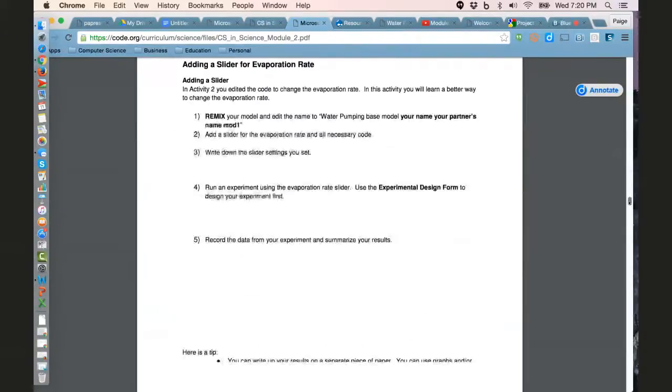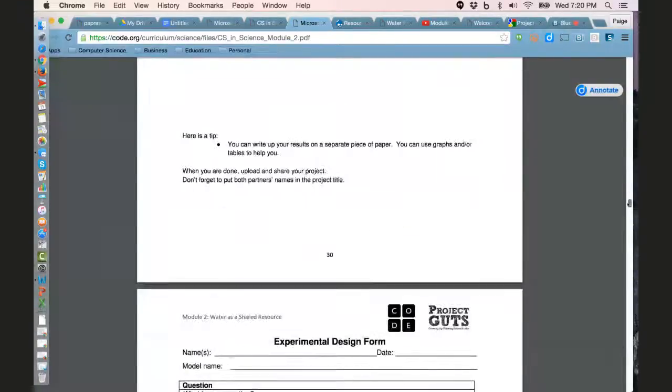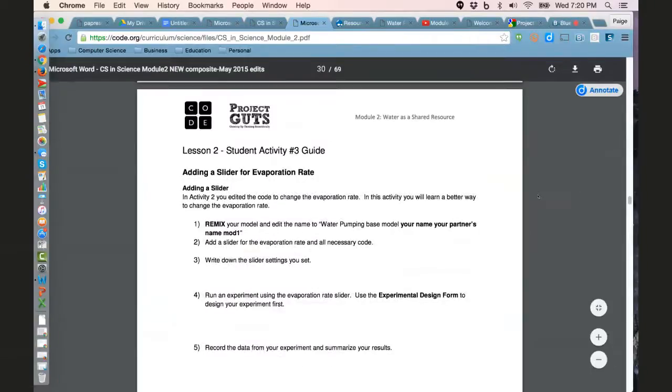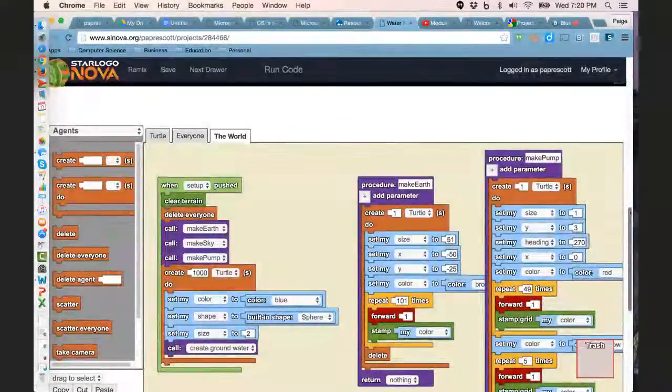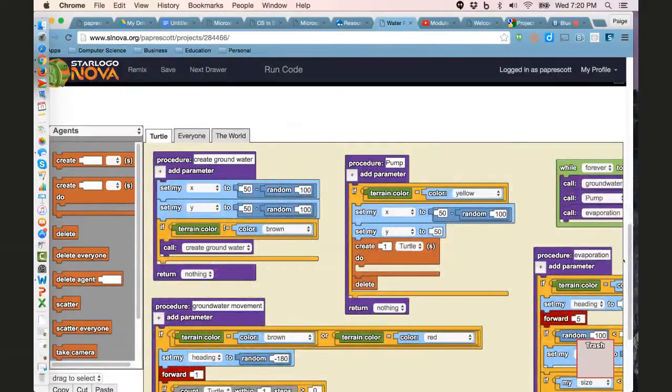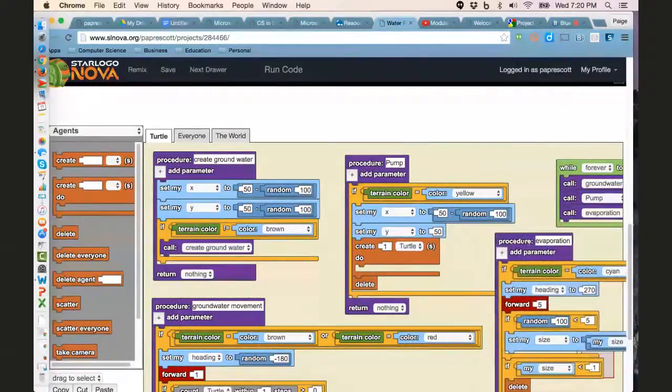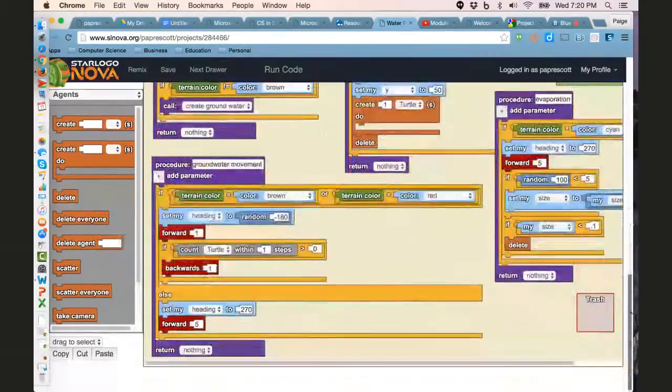So the next lesson is in lesson 2 is to add a slider for evaporation rate. So they are in this. So there is already a procedure where evaporation is happening, but it's happening at a static rate. So let me get that in a better visual.